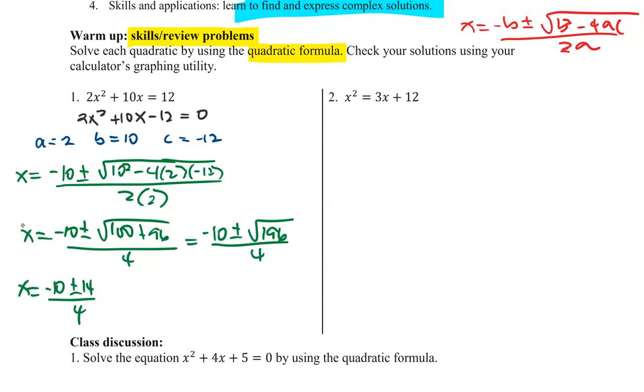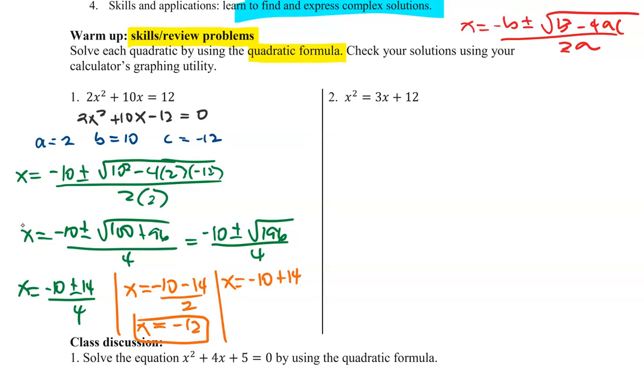over 4. So to solve for x, let's see the first one, negative 10 minus 14 over 2. Negative 10 minus 14 is negative 24, over 2 is negative 12. The other one, negative 10 plus 14 over 2. Negative 10 plus 14 is 4, divided by 2 is equal to 2. So these are our solutions, negative 12 and positive 2.